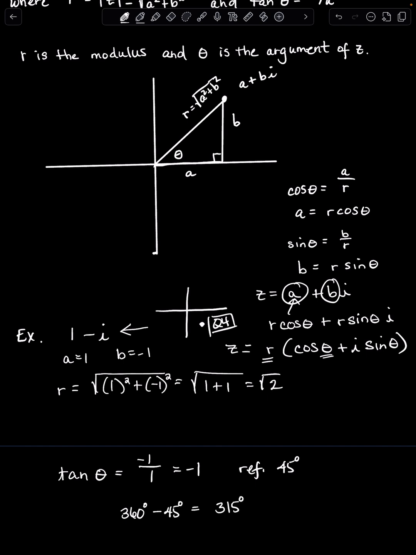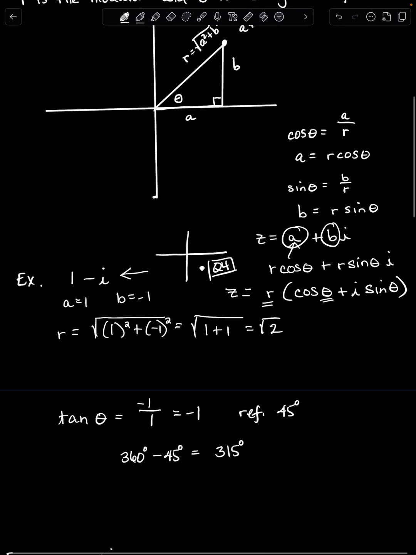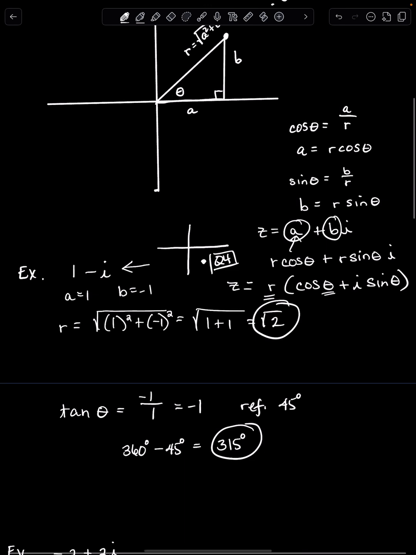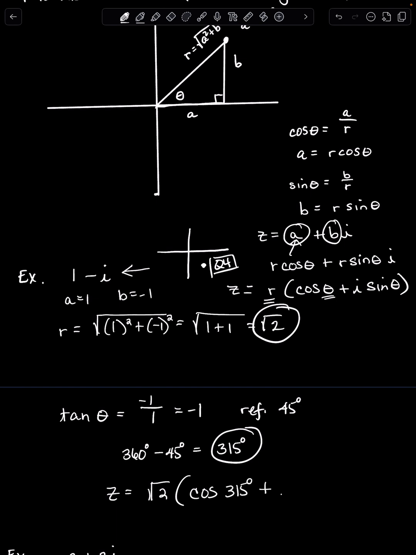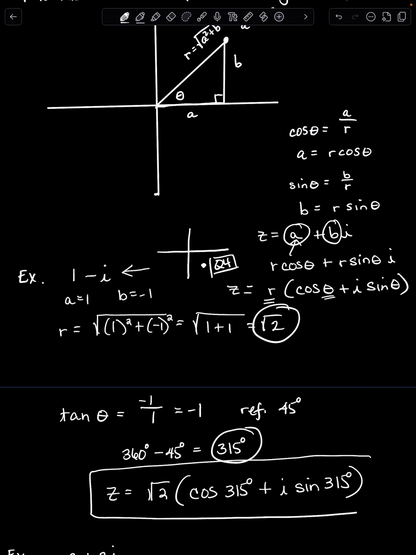So I have r, I needed r. I have theta, I needed theta. Now all I have to do is write this in polar form. z is going to equal r, which is the square root of 2, times the cosine of theta, which is 315, plus i times the sine of theta, which is 315. And that is taking a complex number and writing it in polar form. You leave it just like that. Let's do another one.